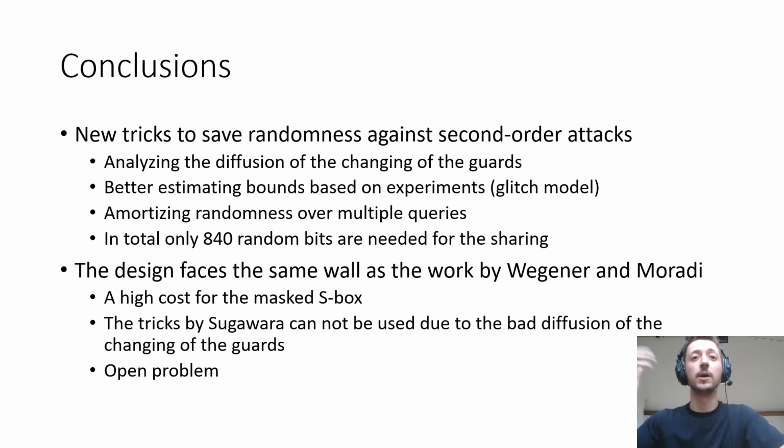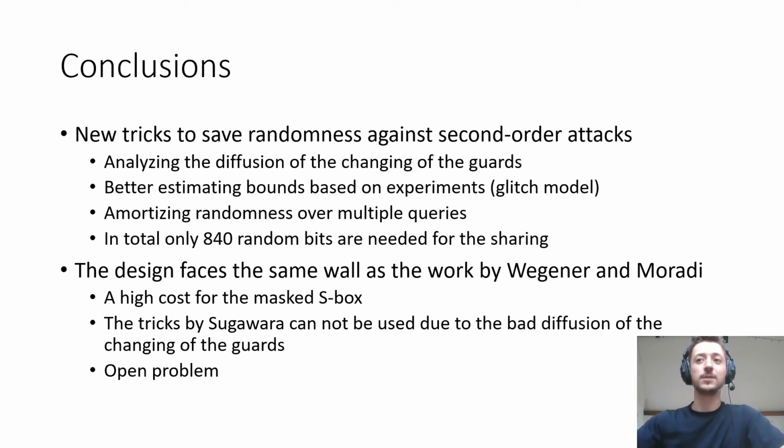How do you amortize randomness over multiple queries, which can be a really nice tool to remove randomness for any sharing, also first-order sharings. And in total, we created an AES where only 840 random bits are needed for the entire sharing.